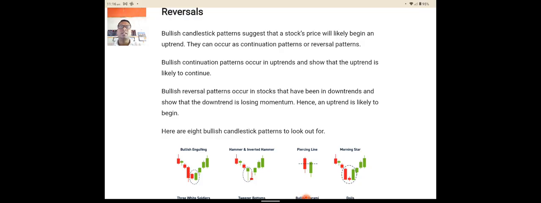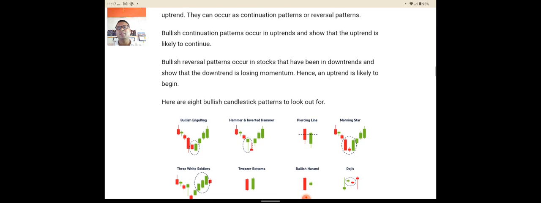Bullish candlestick patterns indicate that the price of an asset will likely begin an uptrend. They can occur as continuation or reversal patterns. Bullish continuation patterns occur in uptrends and show that the uptrend is likely to continue. Bullish reversion patterns occur in stocks that have been in downtrends and show that the downtrend is losing momentum, hence an uptrend is likely to begin.